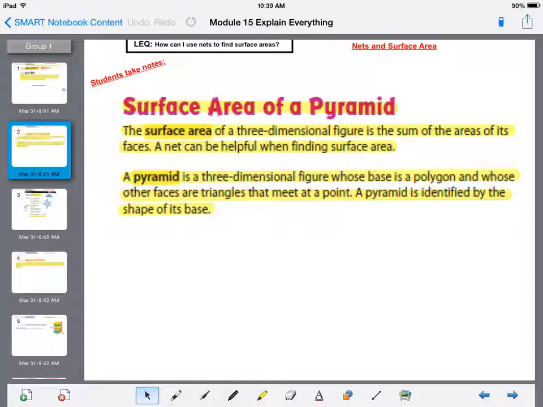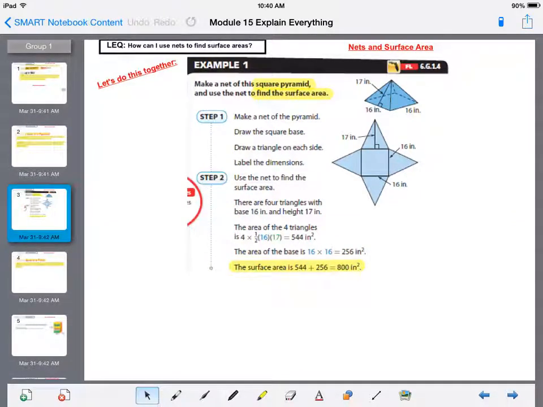A pyramid is a three-dimensional figure whose base is a polygon and whose other faces are triangles that meet at a point. A pyramid is identified by the shape of its base. And remember, we talked about a figure being named by the base first and then the face. The way that we remember that is B comes before F in the alphabet. So the base names the figure and then the face. This, for example, is a square pyramid. Again, the base is a square and the faces are triangles. And any figure that has the faces as triangles would be considered a pyramid.